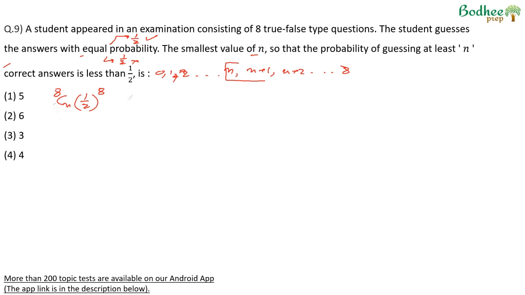So we'll get this. Probability of getting n plus 1 questions correct would be 8cn plus 1, 1 by 2 raised to power 8, and so on. 8cn plus 2, finally 8c8, 1 by 2 raised to power 8. This probability has to be less than 1 by 2.